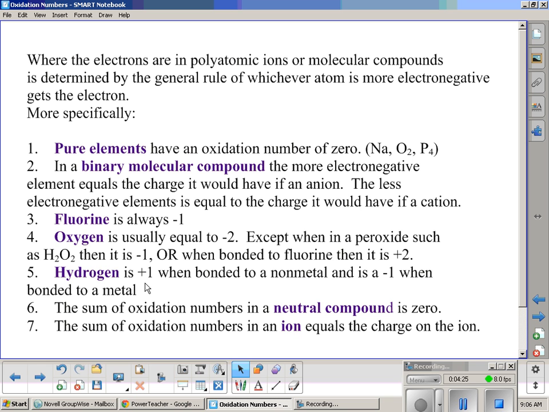Okay, rule 5, hydrogen is +1 when bonded to a nonmetal, and is -1 when bonded to a metal. Now, the vast majority of the elements in the periodic table are metals, so watch out for this one. Okay, rules 6 and 7 you're going to use with almost every single compound or ion, depending on whichever it is. The sum of the oxidation numbers in a neutral compound is 0, and the sum of oxidation numbers in an ion equals the charge on the ion. So these almost should be first, because with almost every one of these, you're going to be looking at these rules first, 6 and 7.